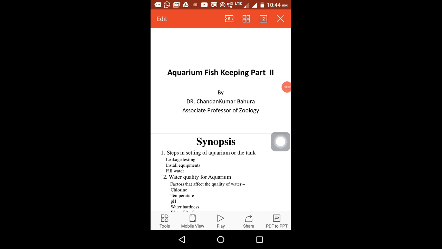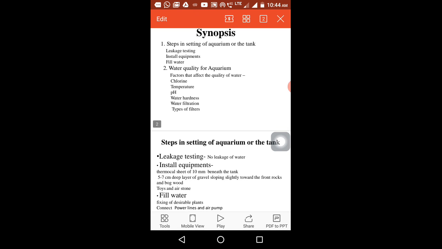Students, today I will discuss aquarium fish keeping, part 2. Synopsis. First is steps in setting of aquarium or the tank. First, leakage testing. Second, install equipments, then fill water. Second, water quality for aquarium. Factors that affect the water quality are chlorine, temperature, pH, water hardness, water filtration, and types of filters.